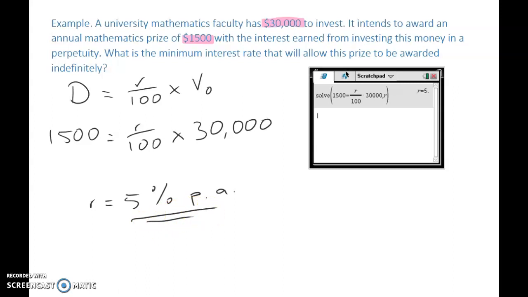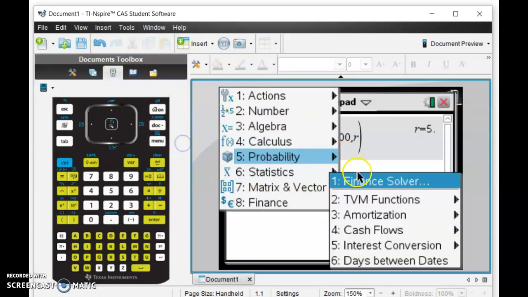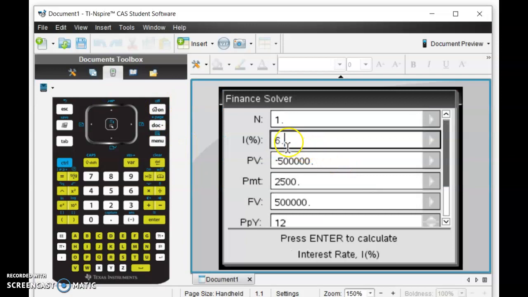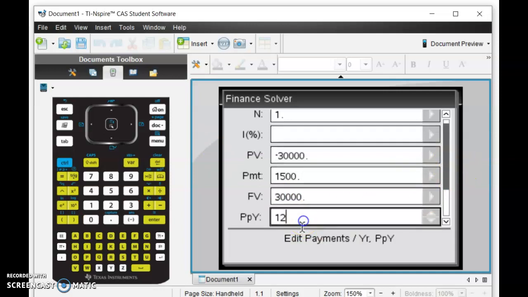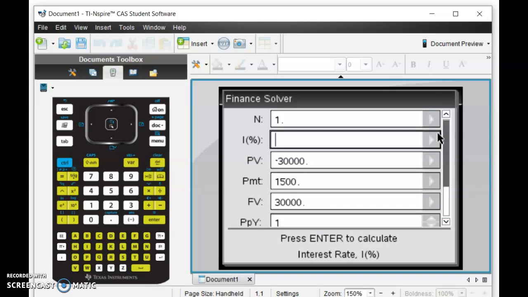Okay, let's see how to do this on Finance Solver. So I'll go back to my CAS, menu, 8, finance solver. Now my interest rate we don't know, so we're going to delete that. The principal value was $30,000. We want to get a 1,500 payment. I'll change the final value, or the future value, to 30,000. And we're assuming one compounding period per year. Okay, let's go back up the top. We want to find out the interest rate. We hit enter. That's 5%.